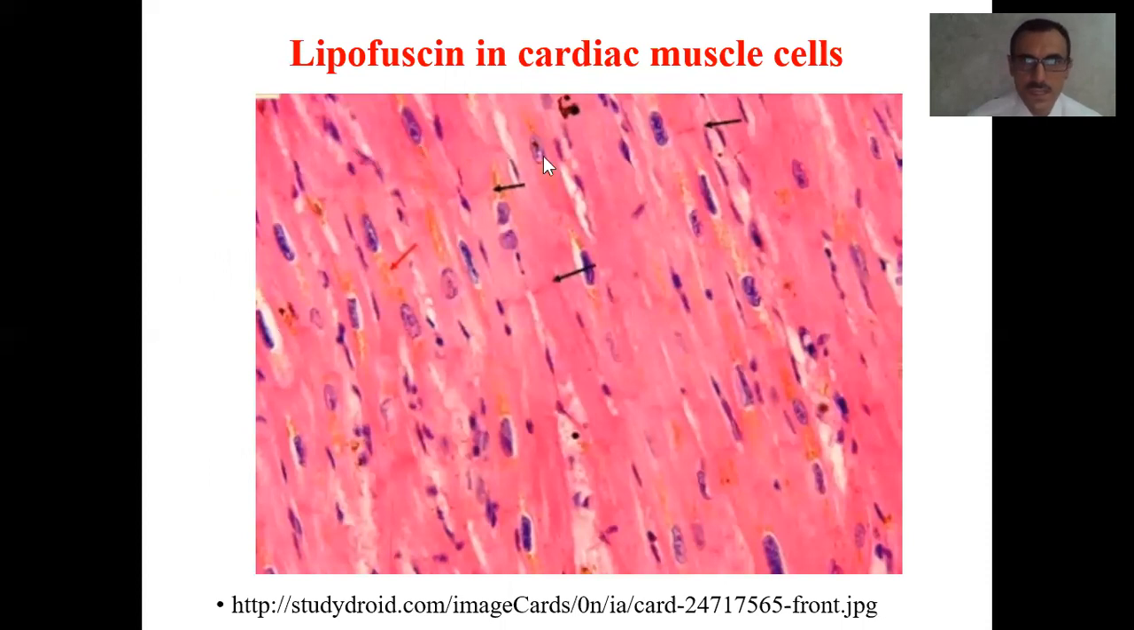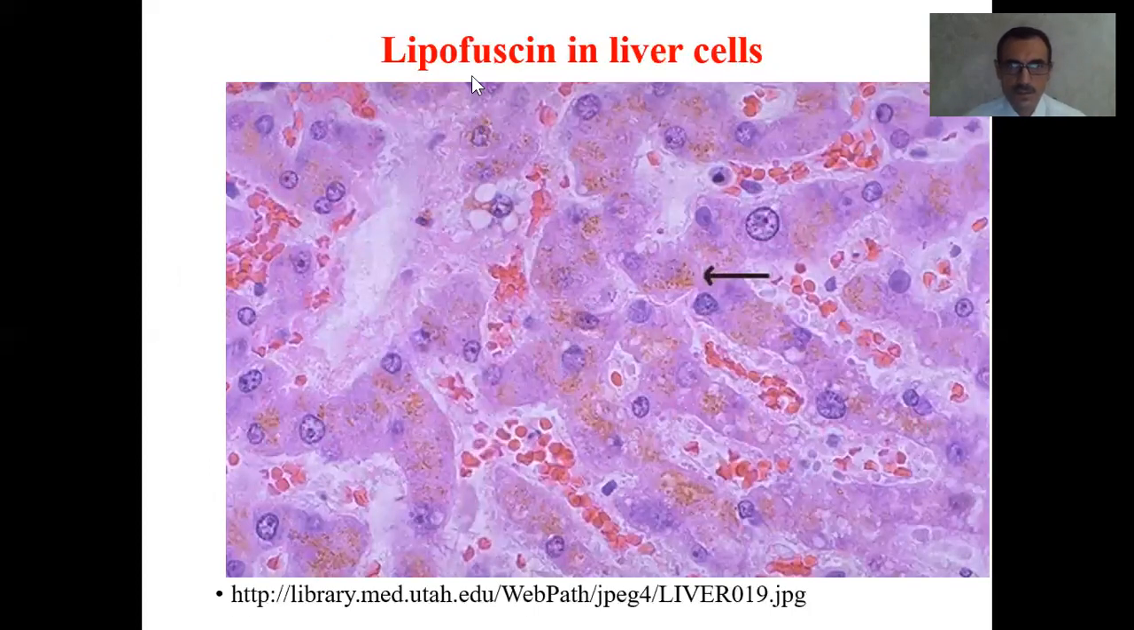Lipofuscin in cardiac muscle cells. In this biopsy, we see the goldish substance that accumulated in the cardiac muscle cells. Lipofuscin in liver cells. This arrow shows the accumulation of lipofuscin inside the hepatocytes.